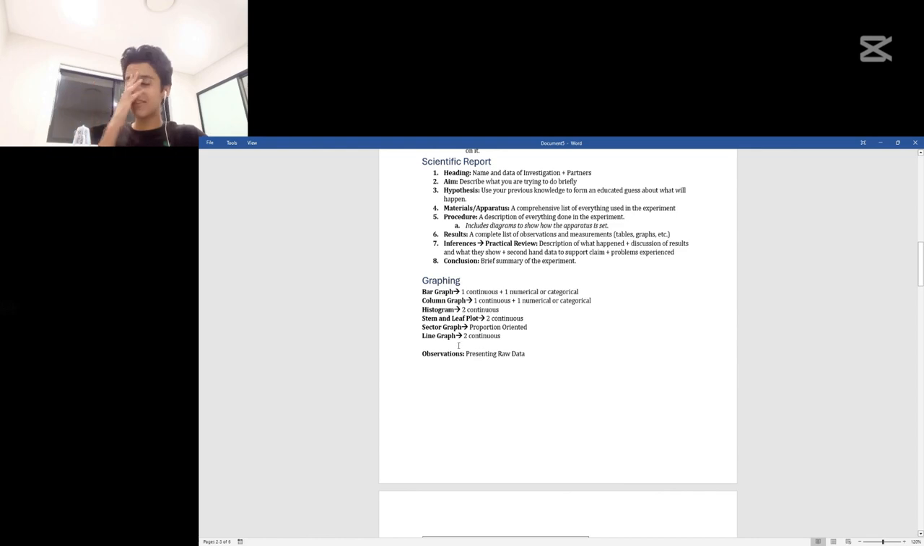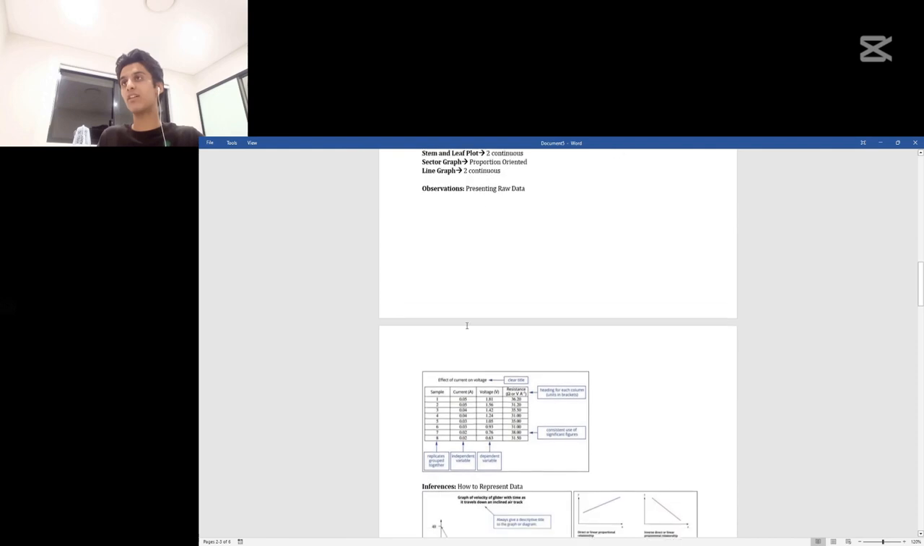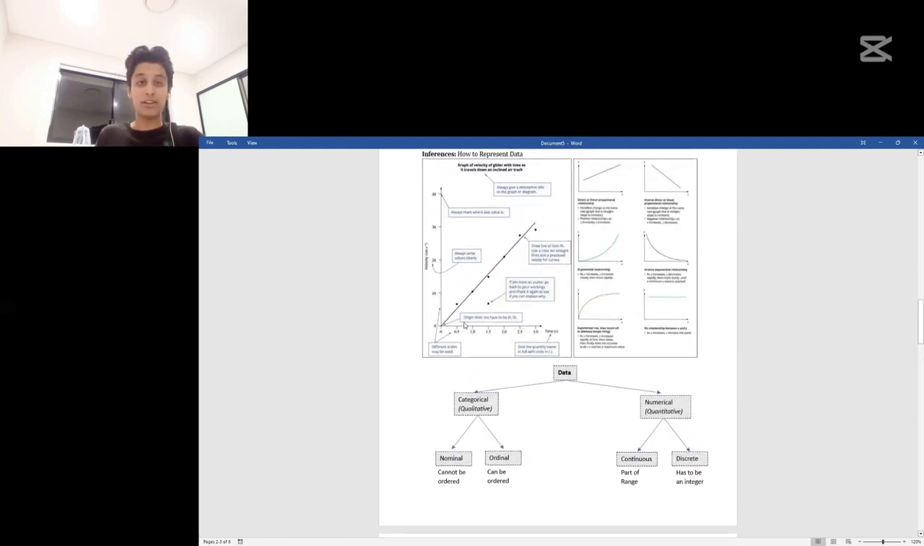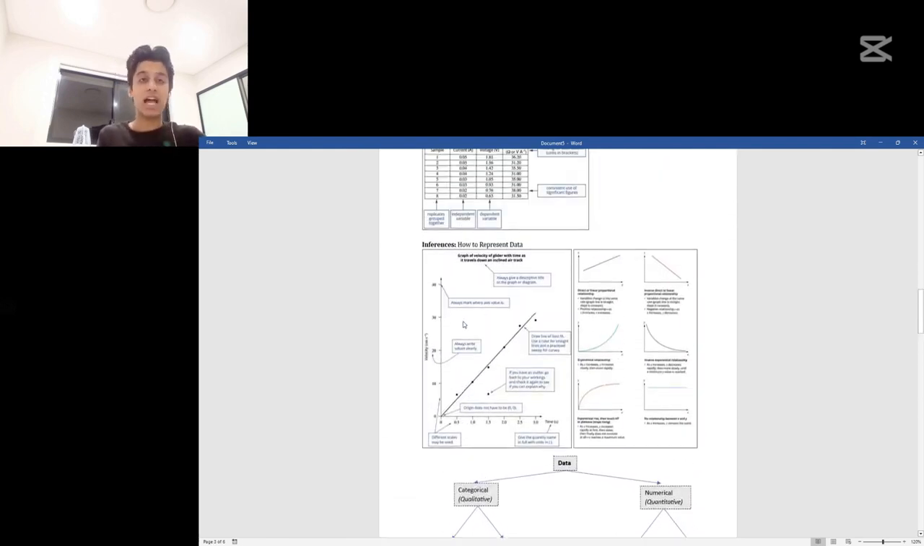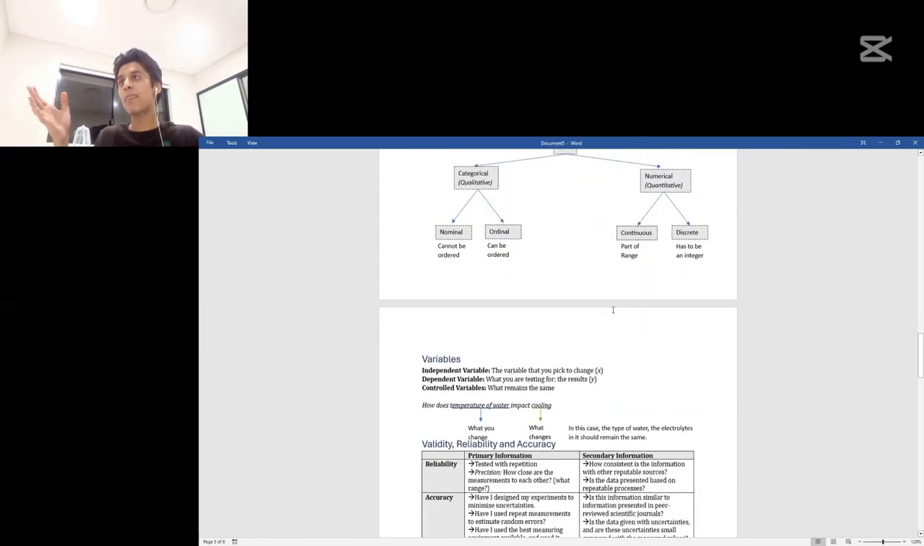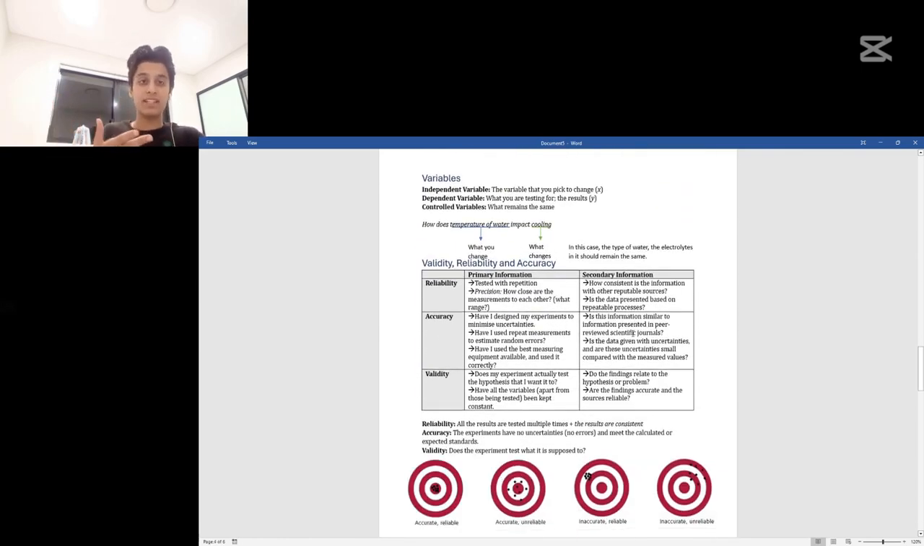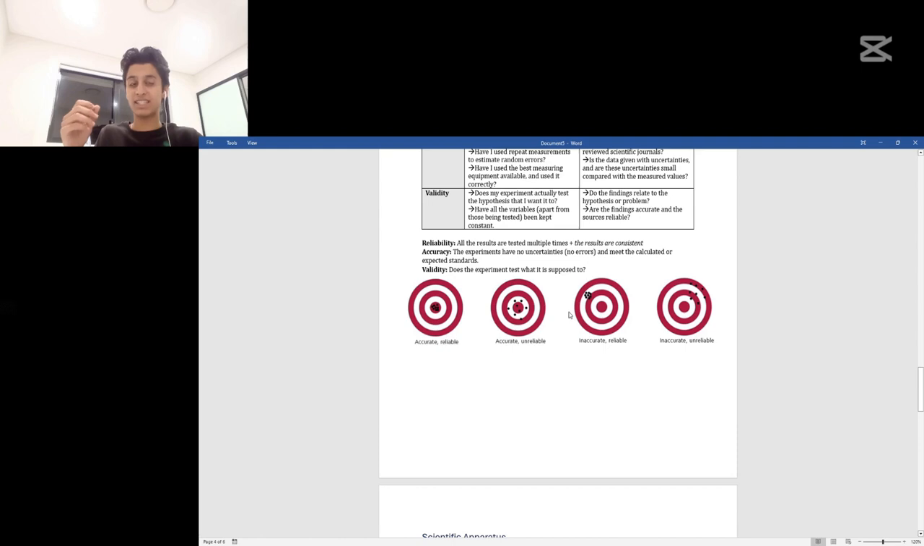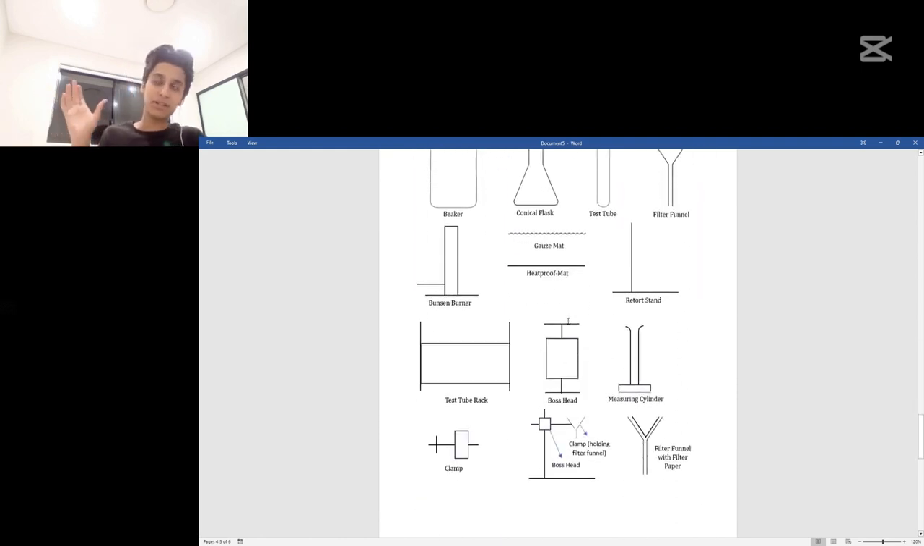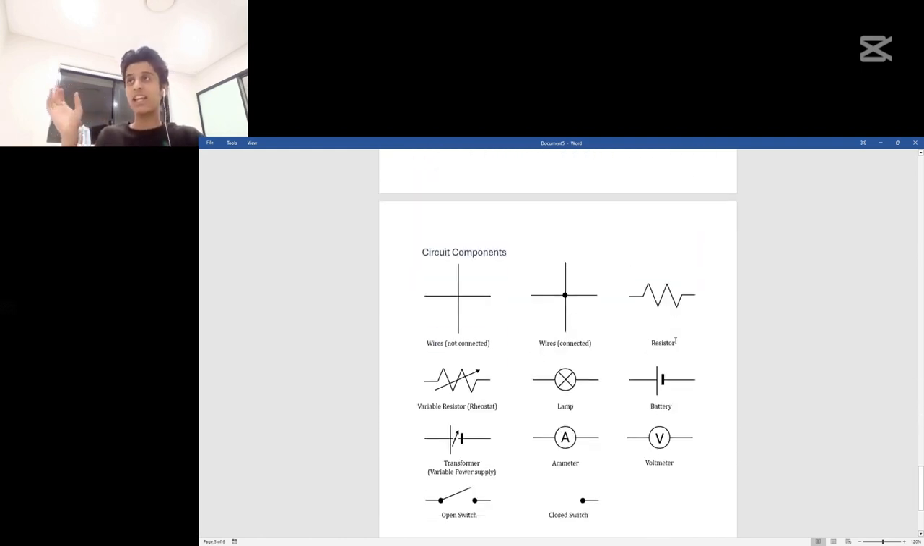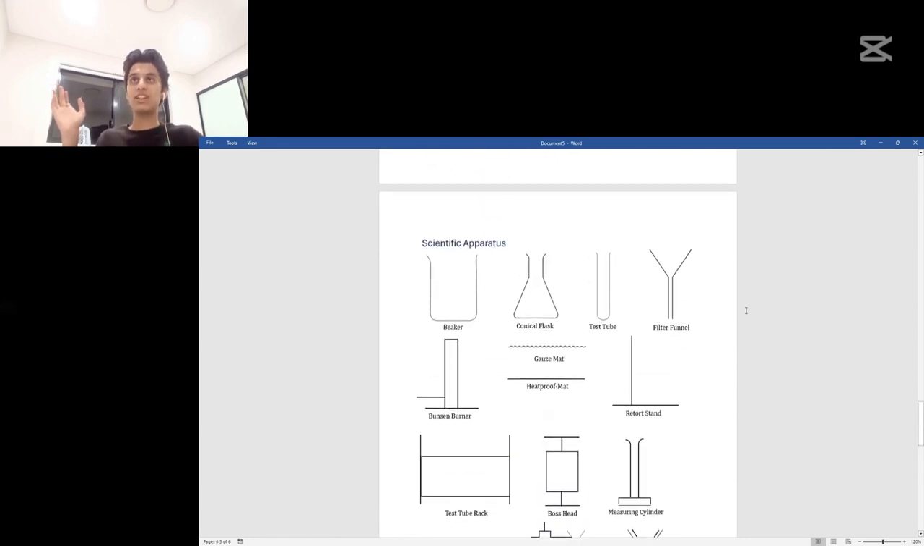Anyway, then we're going to look at graphing, the different types of graphs, line graphs, bar graphs, and when to use these types of graphs. Okay, how to make a line graph, what to add, what to not add, where and when to use your lines of best fit. So that's what we're going to be looking at. Variables, so independent, dependent, controlled variables, what are they? And then validity, reliability, and accuracy, and how that impacts the experiment. Finally, we're going to be looking at some scientific apparatus and then some circuit components. Okay, so let's just get straight into it.